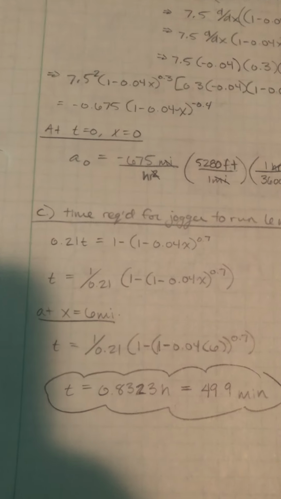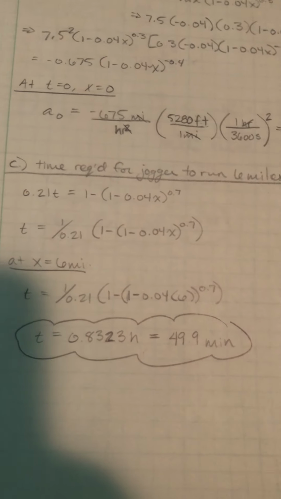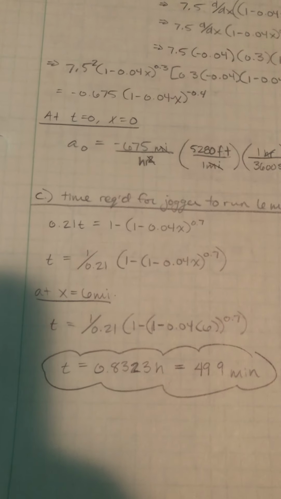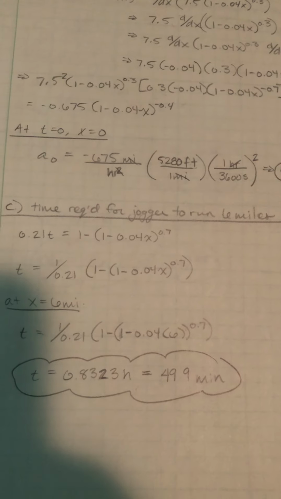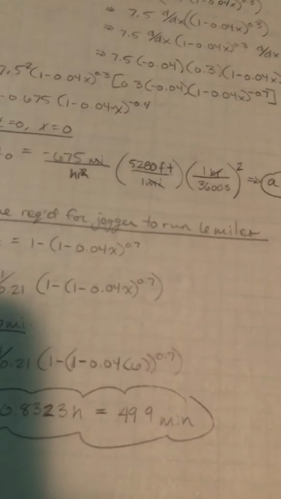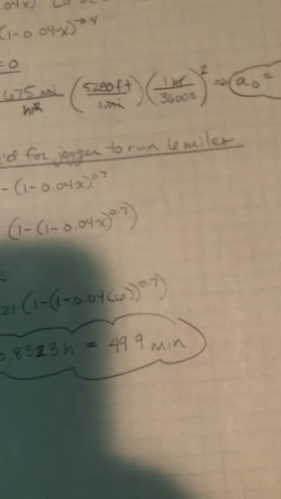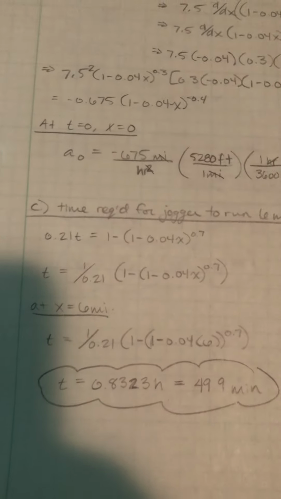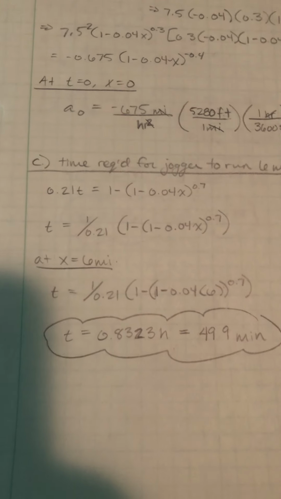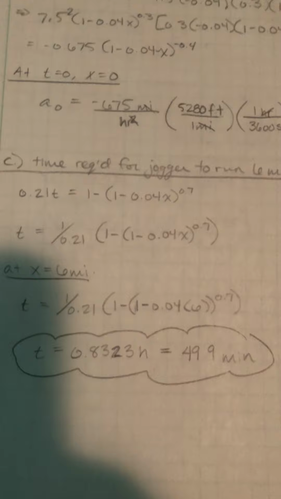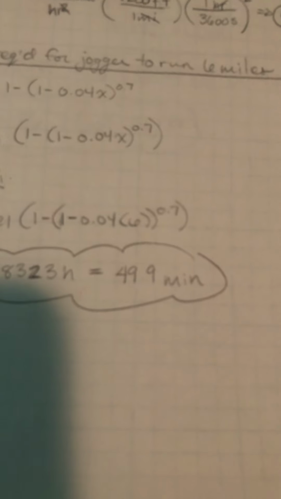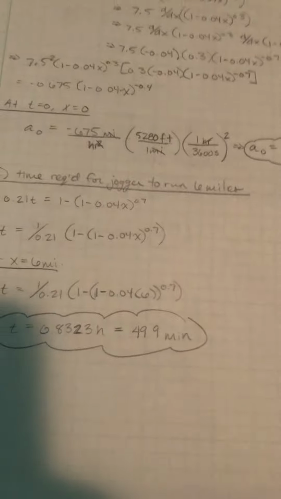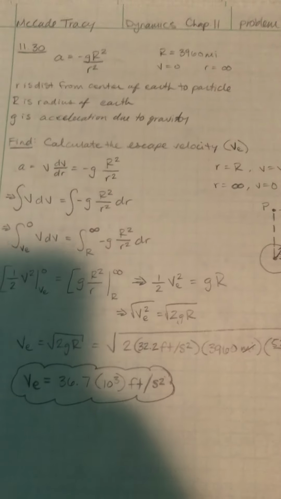Using part of our equation that we found in part A, we take 0.21t equals 1 minus (1 minus 0.04x) to the 0.7. Solving that for t and plugging in 6 miles for x, we're able to get that our time to run 6 miles is 49.9 minutes. On to the next one.